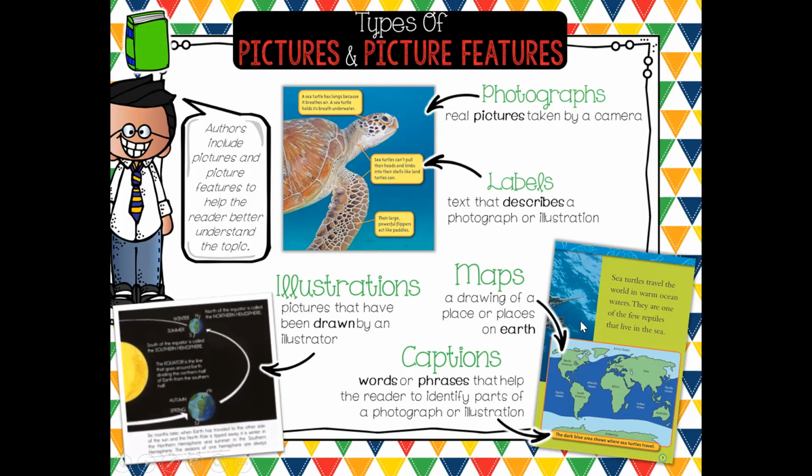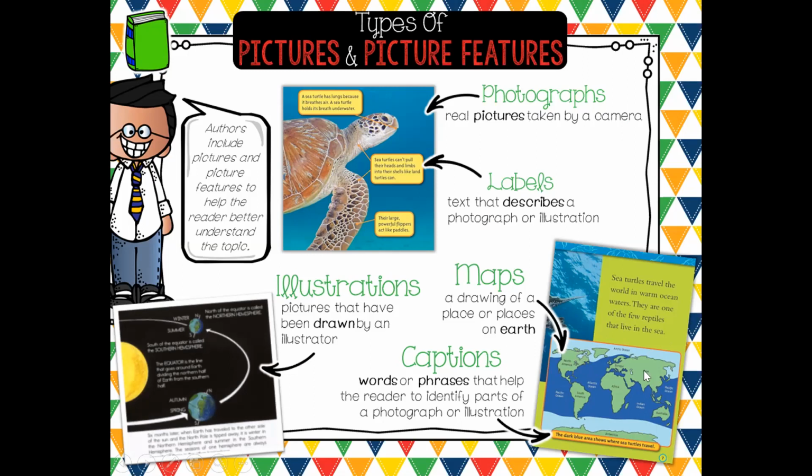Then we have maps. You guys all know what a map is, but maps are important because usually it'll talk about something and then put a map in here, and a map will give you some more information about whatever the text is talking about. So for example, right here, this says, sea turtles travel the world in warm ocean waters. They are one of the few reptiles that live in the sea. And then it gives a map.